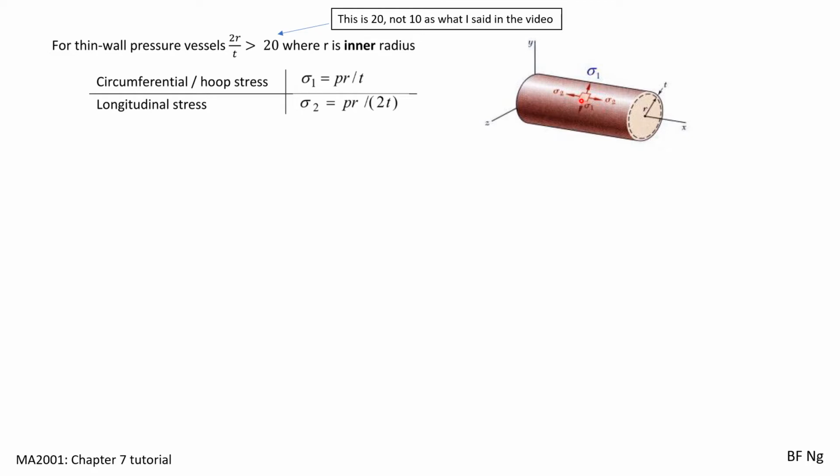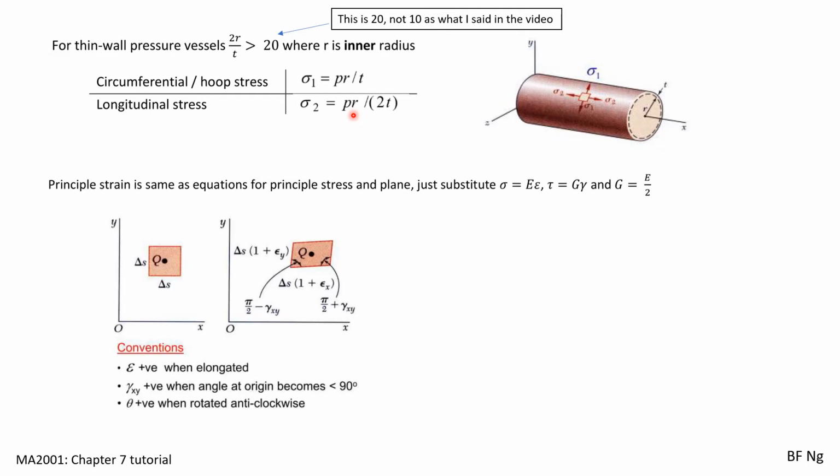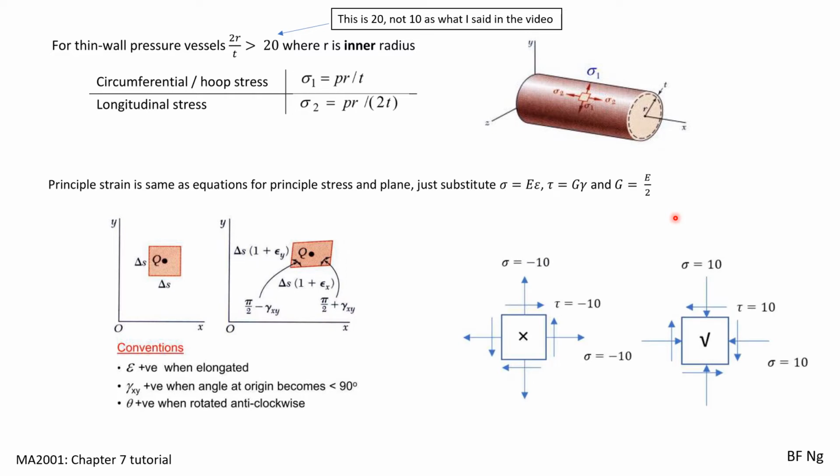For a thin wall pressure vessel, where 2 times the inner radius over the thickness is greater than 10, we are able to find the circumferential stresses as well as the hoop stress using these two relationships. Note that R here is for the inner radius. There's also the principal shear strain, which is just using your principal stresses equation and substituting in these relationships. One more thing to note.